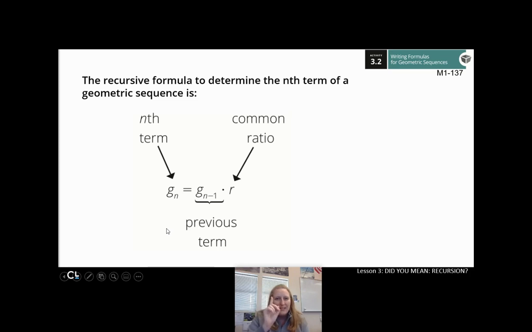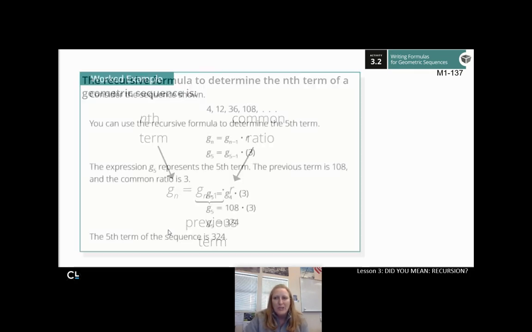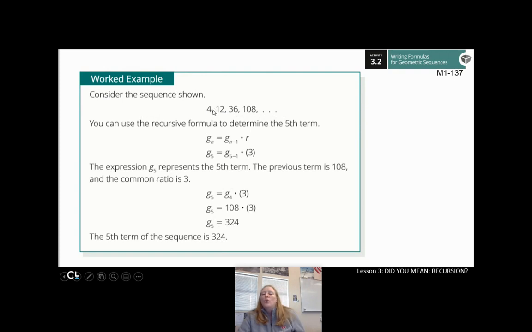So let me give you a little worked example of what we're talking about. Let's consider this lovely sequence that I have here, 4, 12, 36, 108. And let's say I wanted to find the 5th term. So here's the formula that we use. If I want the 5th term, then everywhere I see an n, I'm going to plug in a 5. Remember that r is our common ratio, and it looks like we're times 3, times 3, times 3. We're multiplying by 3, so my common ratio is 3.